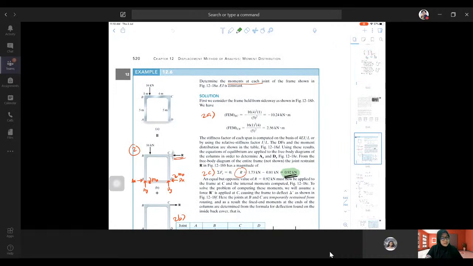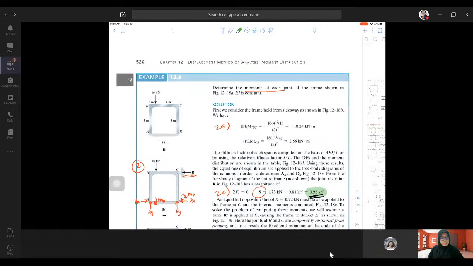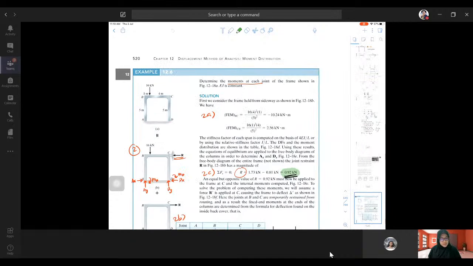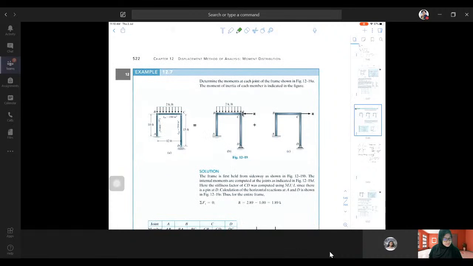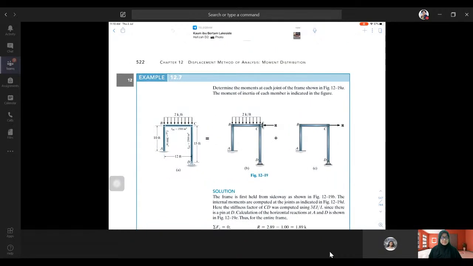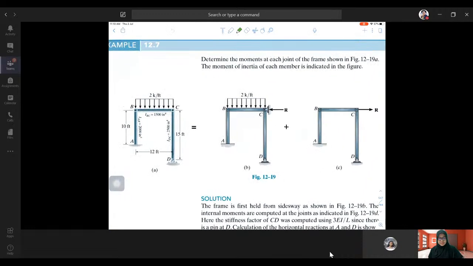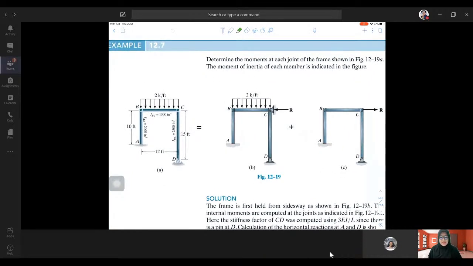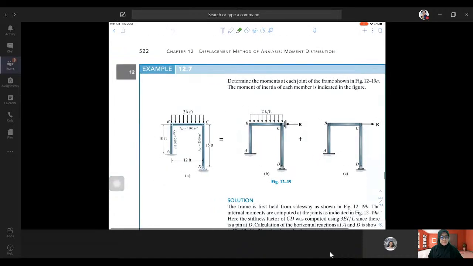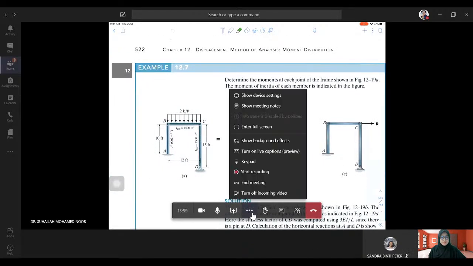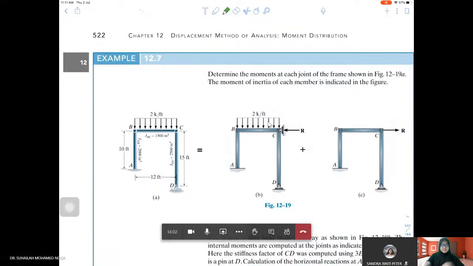Okay, I don't want to discuss example 12.6 in detail. I want to choose the next example. This one. Okay, I want to choose this one. We will change the unit after this. So this is example 12.7.